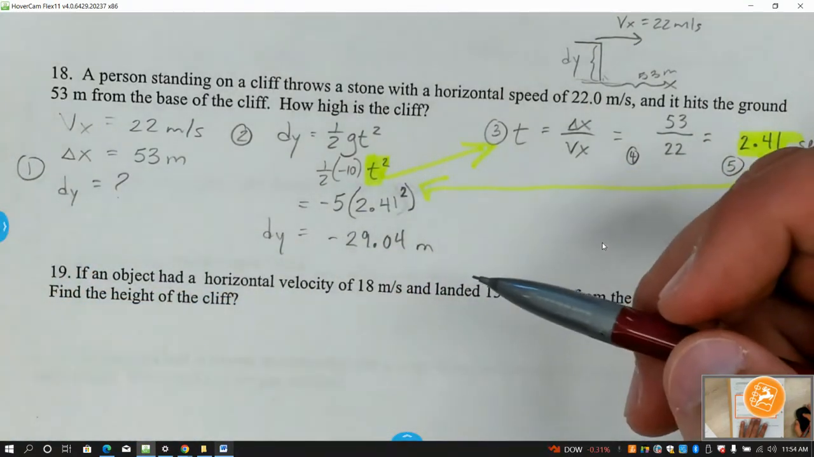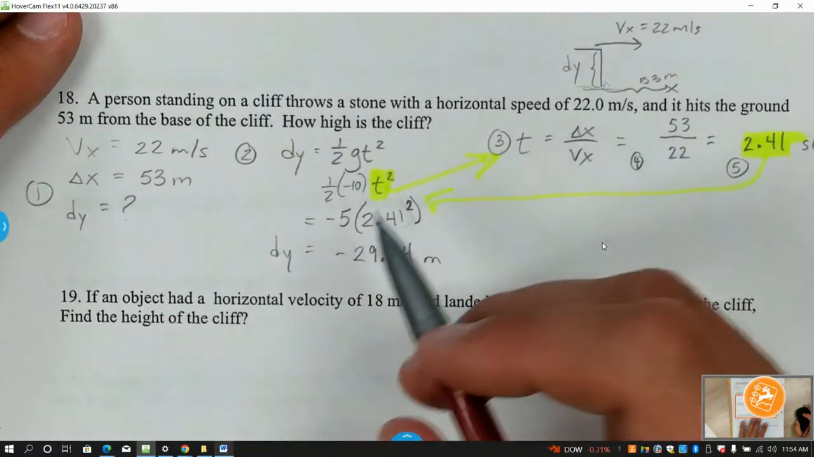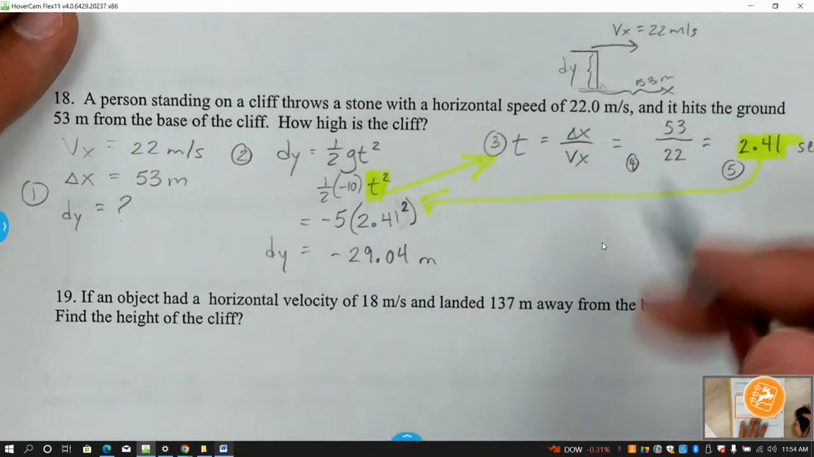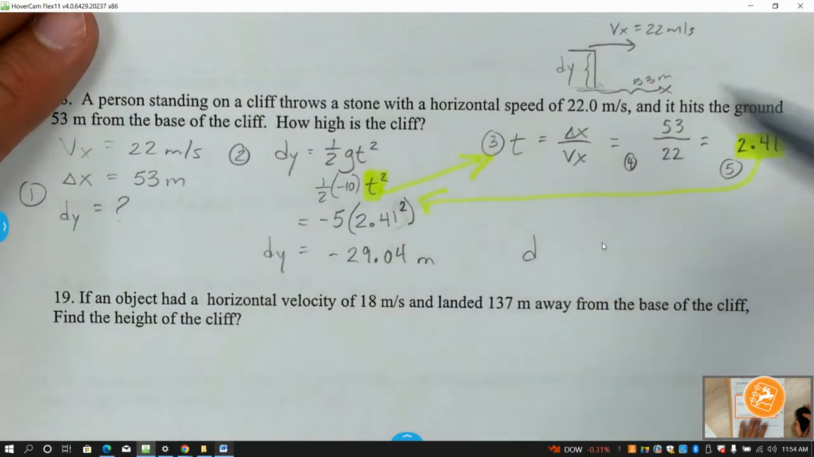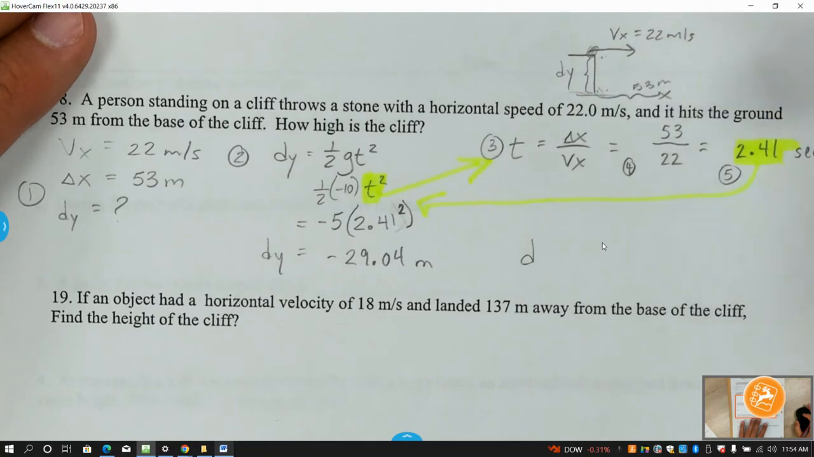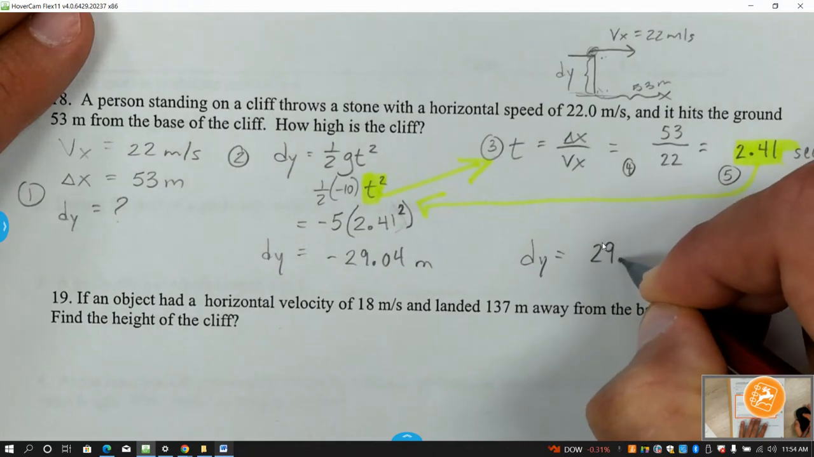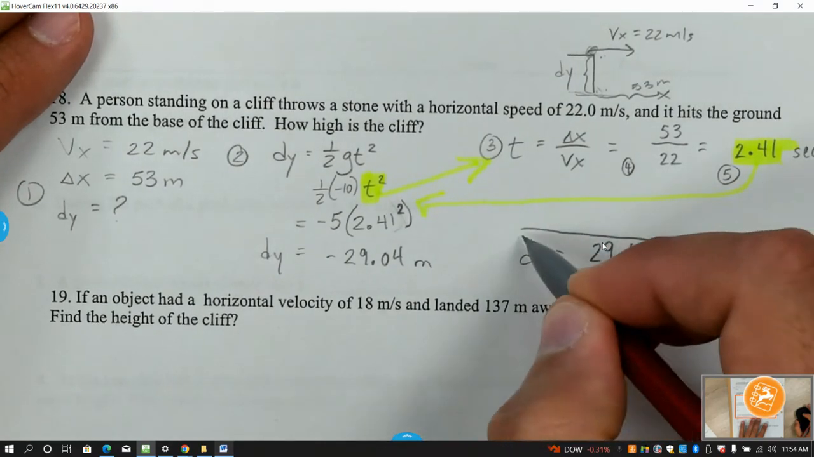Now let me just quickly ask yourself, they wanted to know how high is the cliff. Can something be a negative height? No, it cannot be. Okay, so we were just going to drop the negative sign because dy technically is a displacement, which means if the ball started here, it landed 29.04 meters below. So we just got to make sure that we say, okay, 29.04 meters. Box your answer.